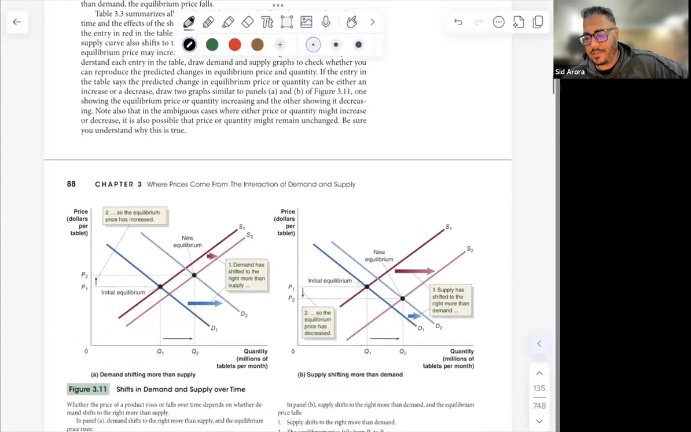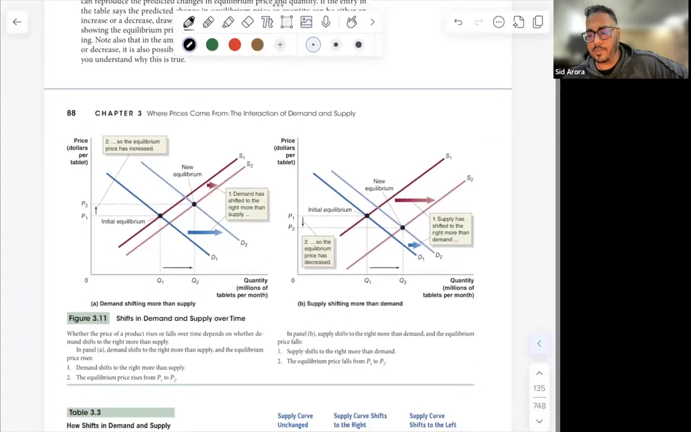So the more basic cases are when only demand or supply is changing, and we keep the other one constant. And then this is the more complex one where both change. When both change, you just look at which one changes by more, and that's going to be the main effect on the graph, on the equilibrium.